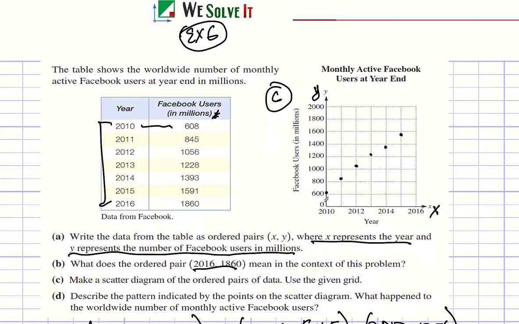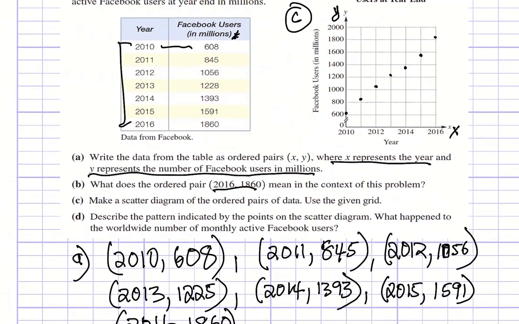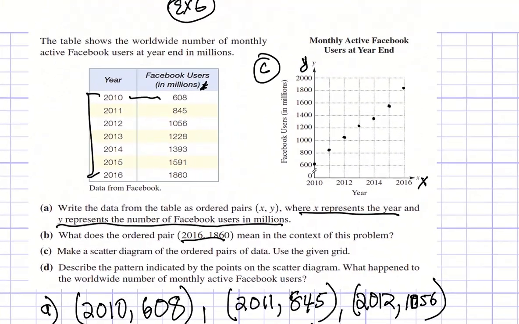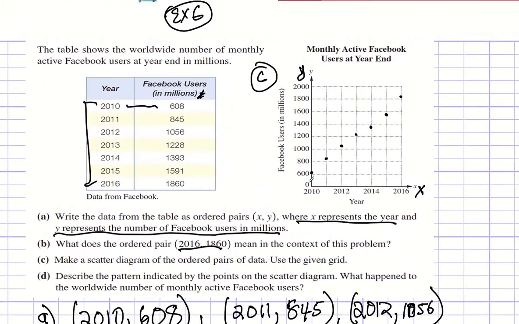All right. And then 2016 is how many? 1860. 1800 is over here, then 1860 should be somewhere here, okay? This is just an estimate. You see, if we draw a line, I bet you that's what they're going to say. Describe the pattern indicated. It's a straight line, man. So that's what they want for C.